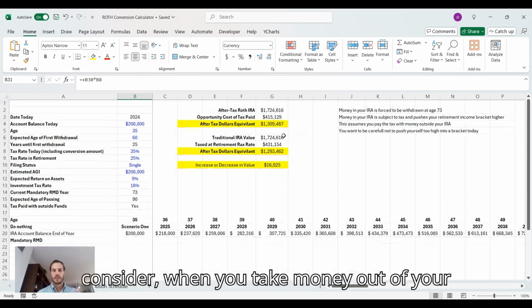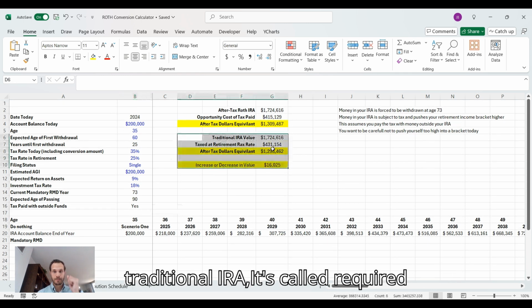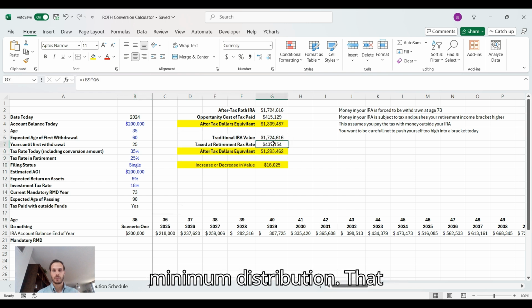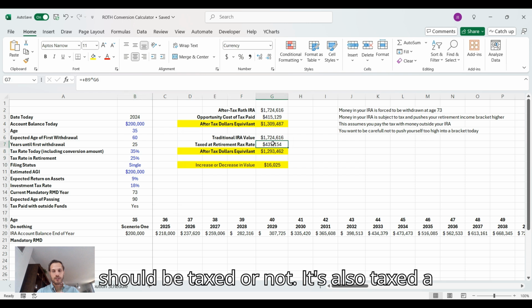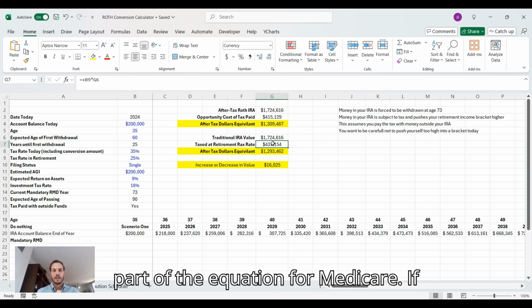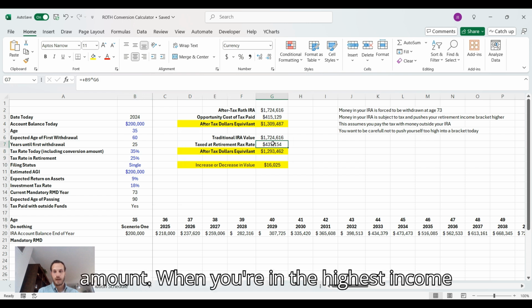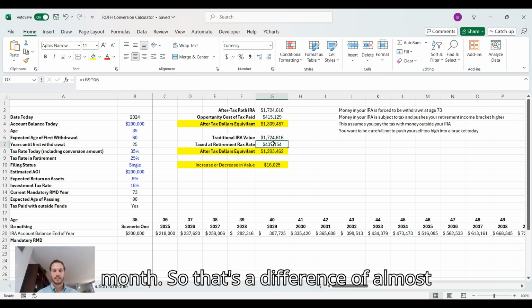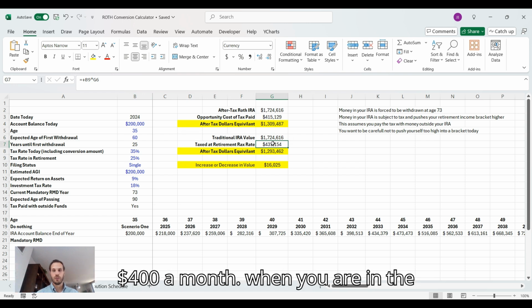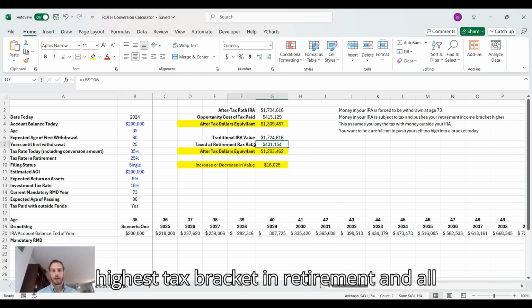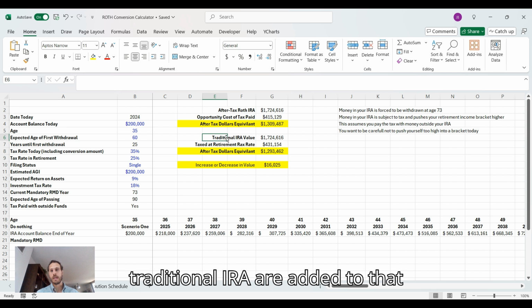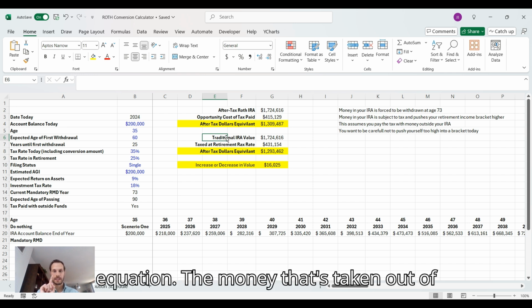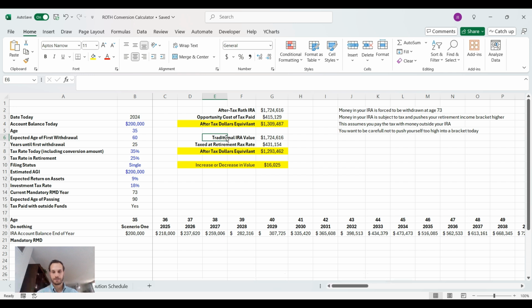The other thing to consider: when you take money out of your traditional IRA, it's called a required minimum distribution. That is calculated in the equation that says whether your Social Security should be taxed or not. It's also a part of the equation for Medicare. If you're in a certain threshold, you pay X amount. When you're in the highest income level, you pay almost 5 times more per month. So that's a difference of almost $400 a month when you are in the highest tax bracket in retirement. And all the dollars that you take out of your traditional IRA are added to that equation. The money that's taken out of your Roth is not. Huge difference.